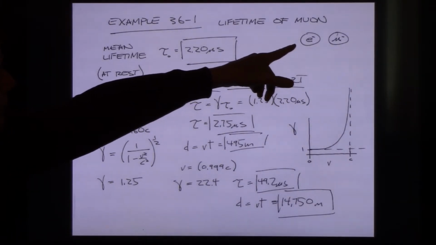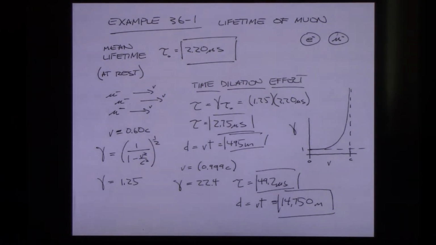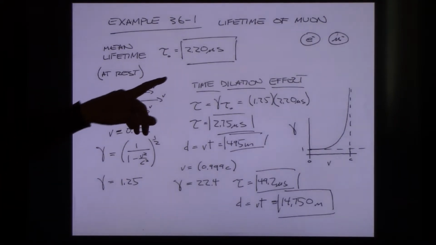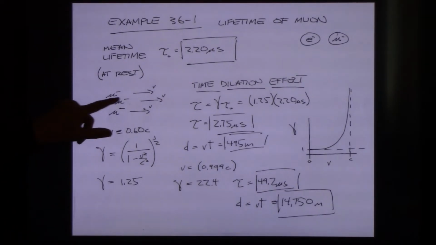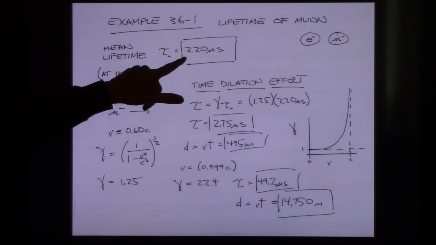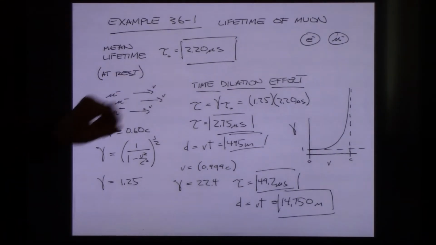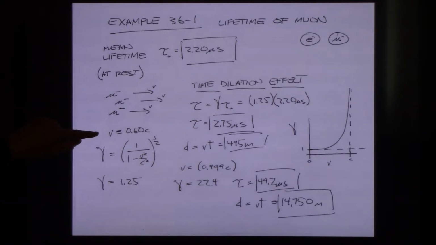Again, the muon is a heavy version of an electron. It's about 200 times heavier, but it's not stable. So it undergoes decay, and we can measure these. We've been measuring these for a long time now; the muon was probably discovered 80, 90 years ago. Here's a bunch of muons moving. If it's at rest, the lifetime would be this value. So they're saying 0.60 c. Well, I can plug that into my gamma formula.